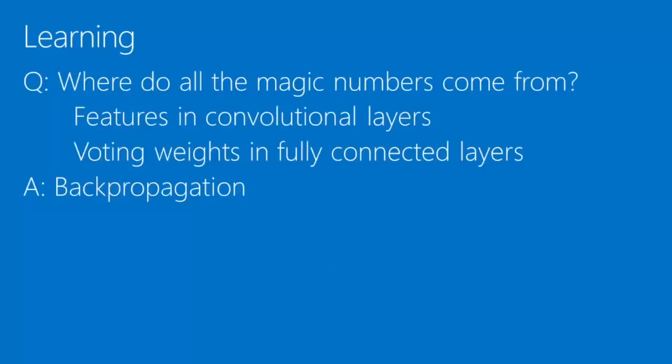So there are some things that we have glossed over here. You might be asking yourself where all of the magic numbers come from. Things that I pulled out of thin air include the features in the convolutional layers, those convenient 3 pixel by 3 pixel diagonal lines at the X. Also, the voting weights in the fully connected layers. I really waved my hands about how those are obtained. In all these cases, the answer is the same. There is a trick called backpropagation. All of these are learned. You don't have to know them. You don't have to guess them. The deep neural network does this on its own.